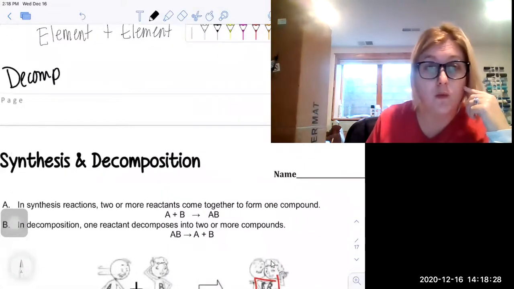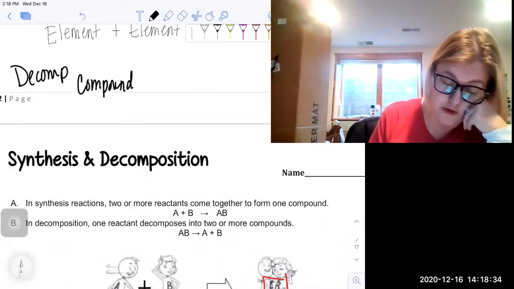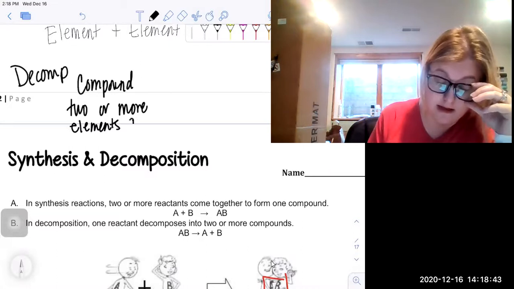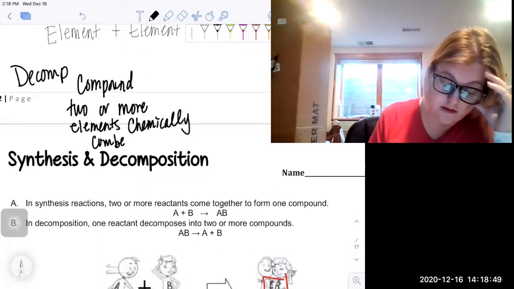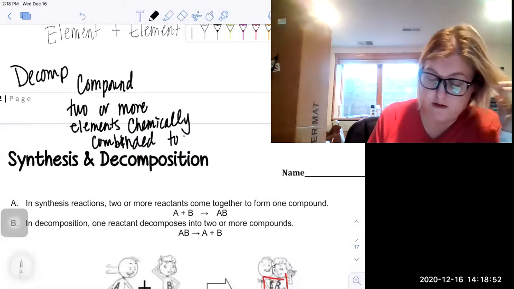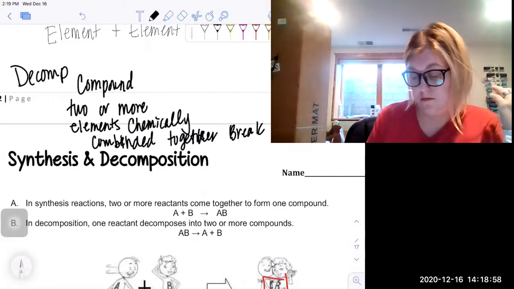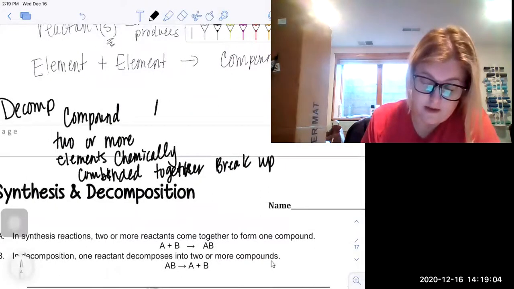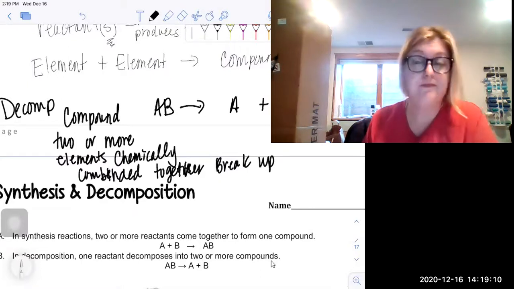Decomp happens when you have a compound, which is 2 or more elements chemically combined together, that breaks up into smaller pieces. Just like we have in here, we have a compound, AB, and that breaks down into its separate parts, A and B.